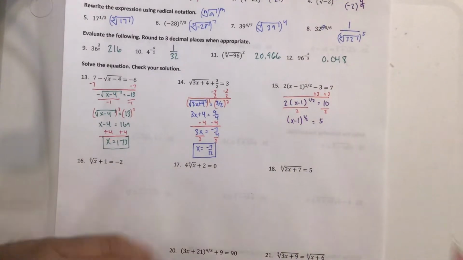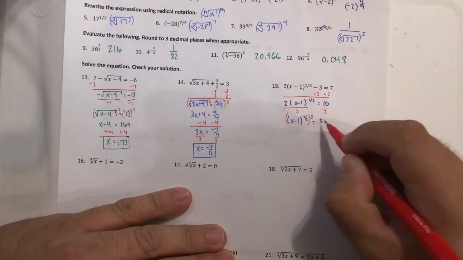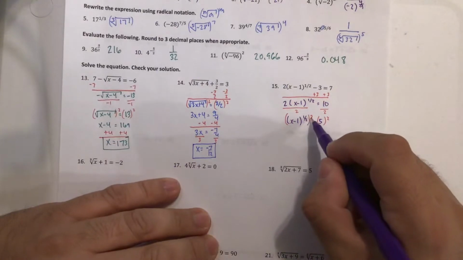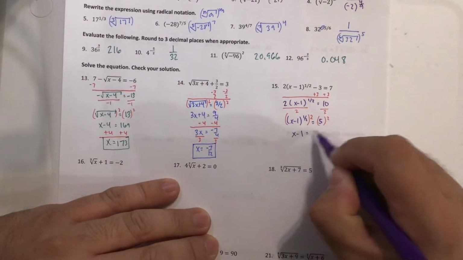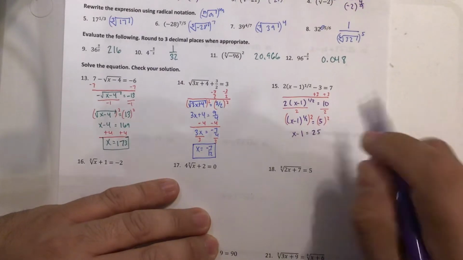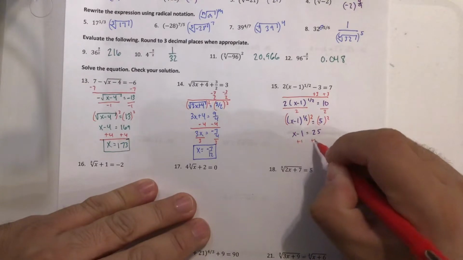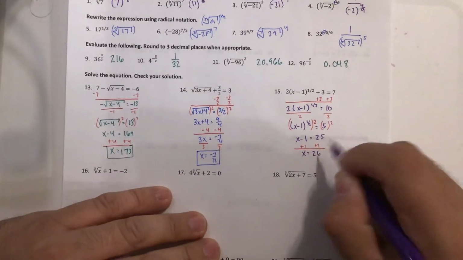Now this time we have this rational exponent, so we raise it to the reciprocal, and the reciprocal of 1/2 is 2/1, which is a square. So this 1/2 and the 2 multiply out to 1, so they cancel each other out. So we have x minus 1 equals 5 squared, which is 25. Last step is we're going to add the 1 to the other side. And x is equal to 26.